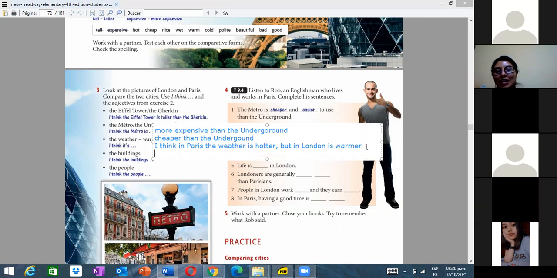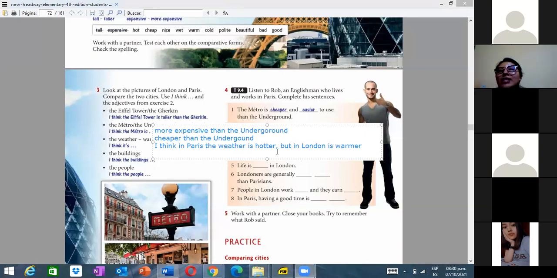Very good. Let's continue, please. What about the buildings? Miss, una preguntita. Yes. Cuando usamos los comparativos, tendríamos que comparar con otra cosa, ¿no es cierto? Pues es como que digamos esto es más alto que este otro.